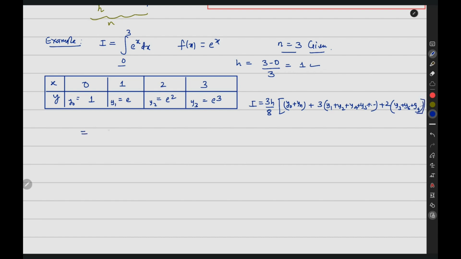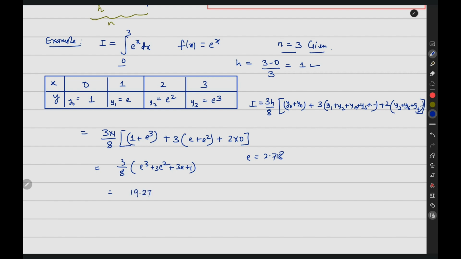On substituting we will get the value 3 into 1 by 8, the first term, plus e to the power cube, the third term, plus 3 into e plus e square, and there is no multiple of third term, so it will be 2 into 0. On calculating we will get 3 by 8 e cube plus e square plus 3e plus 1. So on putting the value of e equal to 2.718 we will get 19.277, which is the correct answer for this question.